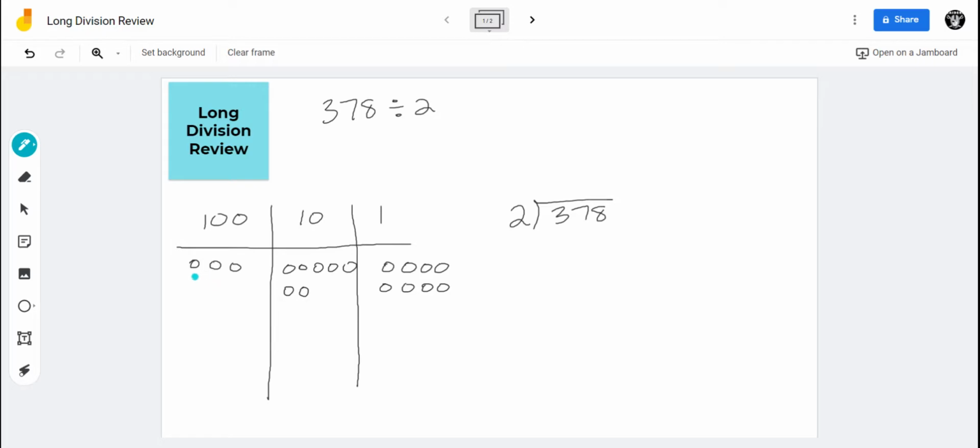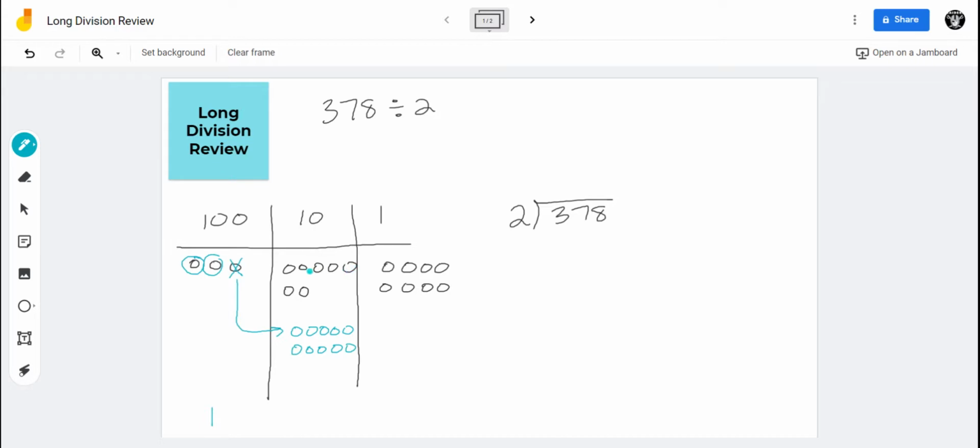Okay, so here we go. If I take 300 and divide it into two equal groups, I get 100 in each group with 100 left over. I'm going to cross that out from the hundreds column and regroup it right here into the tens column. 1, 2, 3, 4, 5, 6, 7, 8, 9, 10, because 10 tens equals 100.